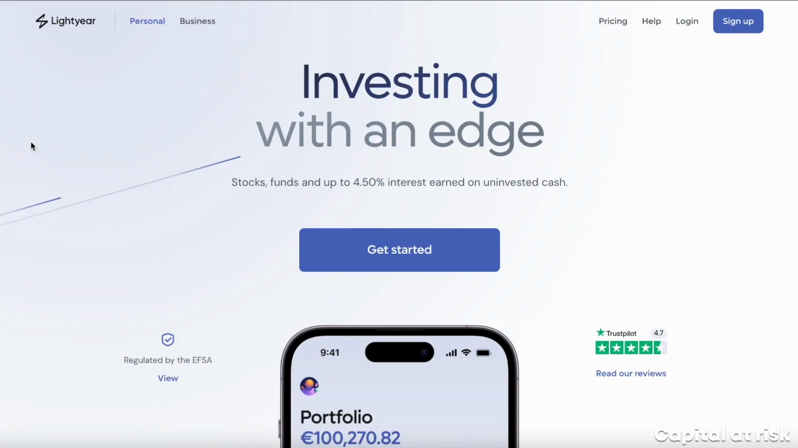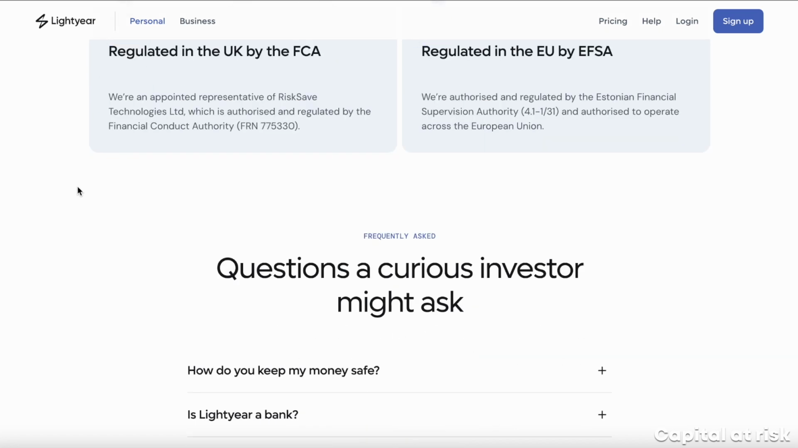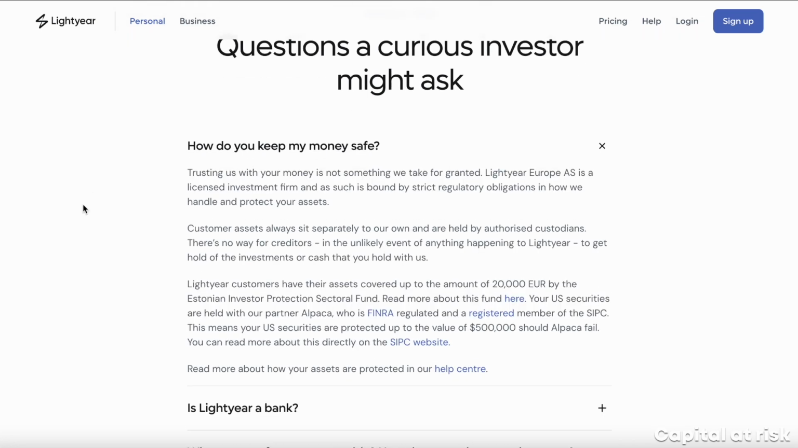Quick reminder that when it comes to investing, your capital is at risk, so do keep that in mind. If you want to check out the protections that you have with Lightyear, just go over to their website, scroll down to the commonly asked questions, and you'll be able to see some information on how they keep your money safe. So feel free to make use of them resources.